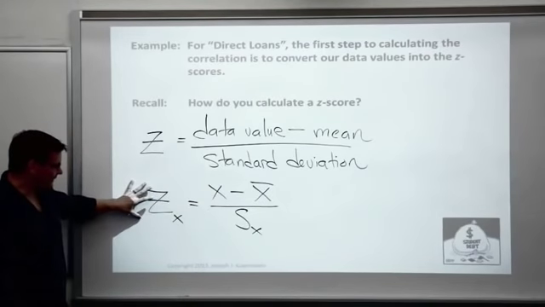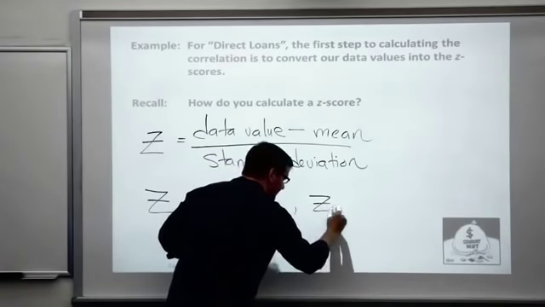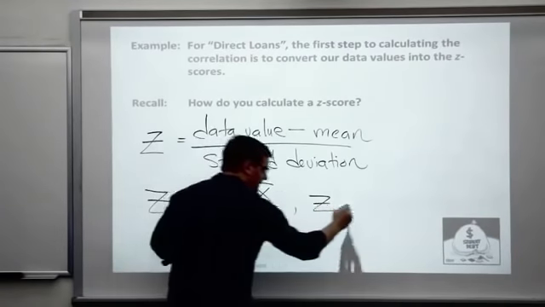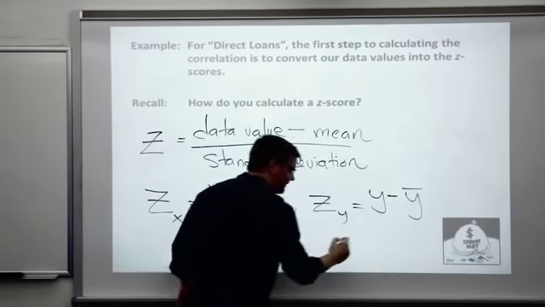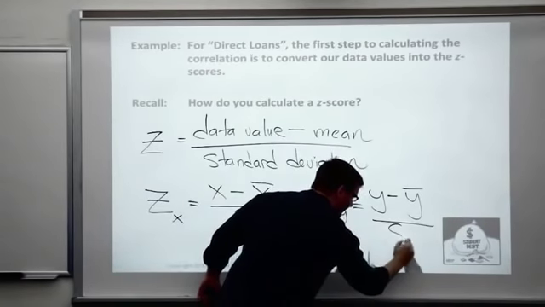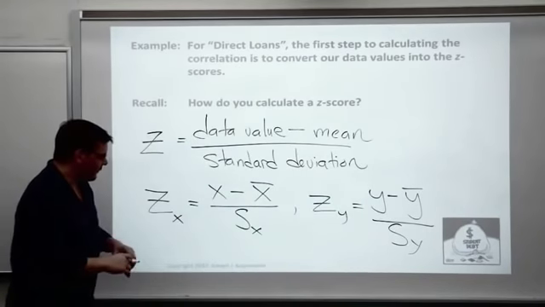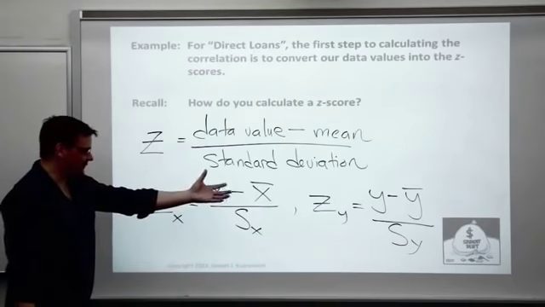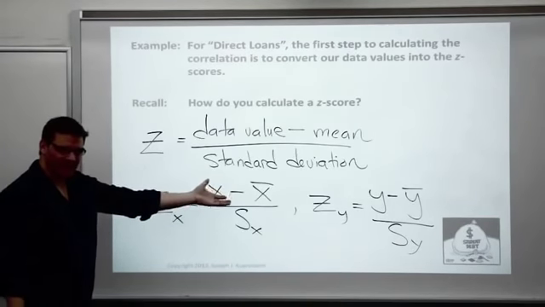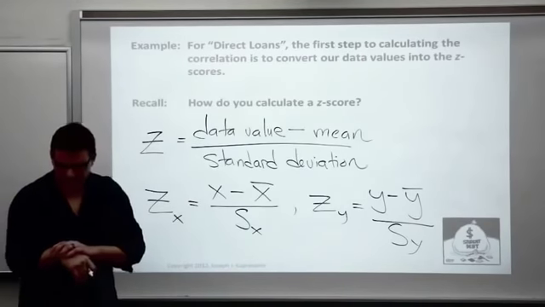We'll do the same exact thing for the y variable. So I would convert z, subscript y, equals my y value, subtract off the mean for y, which is y bar, and divide by the standard deviation, subscript y, for the y variable. For large data sets, this will take you forever. We do not want to do this by hand. But the ideas are what's important in this video.